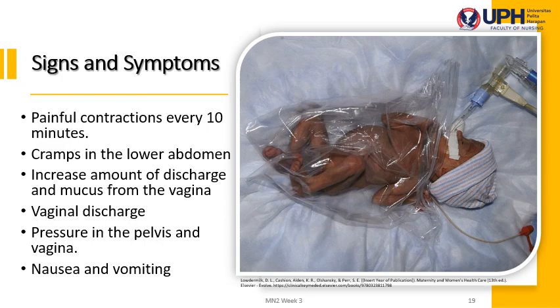Well, the signs and symptoms: there are painful contractions that happen every 10 minutes, just like normal labor, but this happens before term. And then the cramps are around the lower abdomen, and there is also increased discharge of blood and mucus from the vagina, as well as vaginal discharge. And we can see that there is also pressure in the pelvis and the vagina. Sometimes the mother can also experience nausea and vomiting.